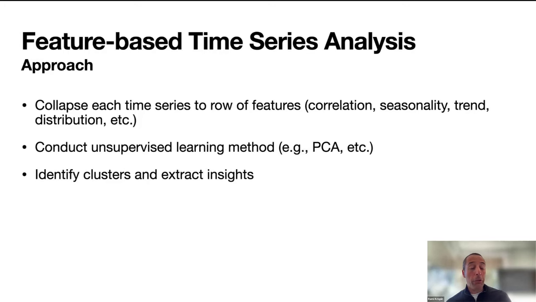So if you have, let's say, 200 time series or 1,000, you collapse each time series to a row using features. You take each time series, calculate different metrics, and end up with a single row that represents each series. You build a table of features, where each row represents a time series. Then you conduct some unsupervised learning, like principal components and clustering. From there, it's like any unsupervised learning: you're trying to understand the relationships between those series. Can you see clusters? Can you understand why they are clustered together?